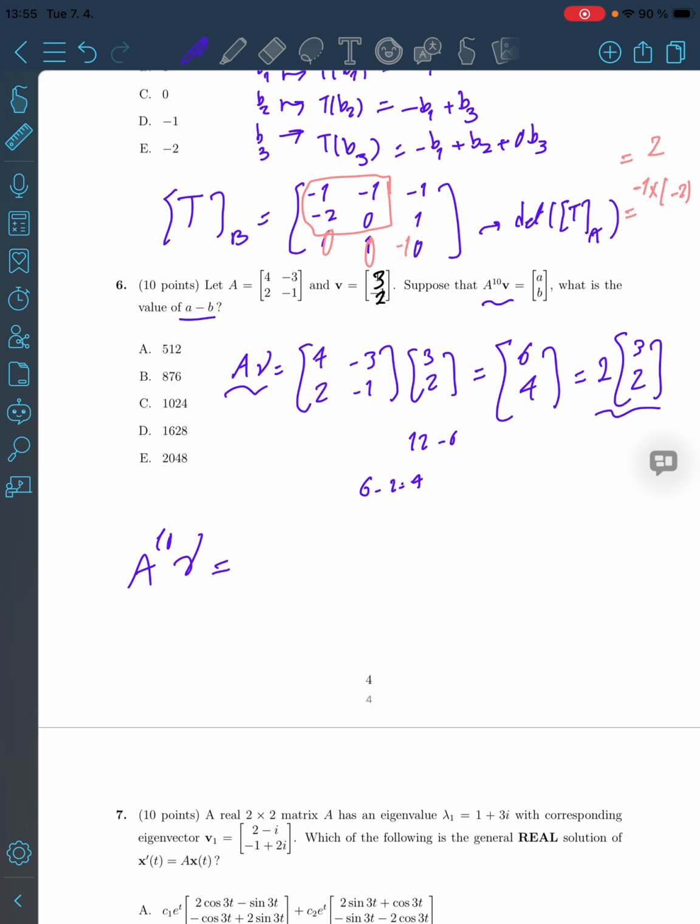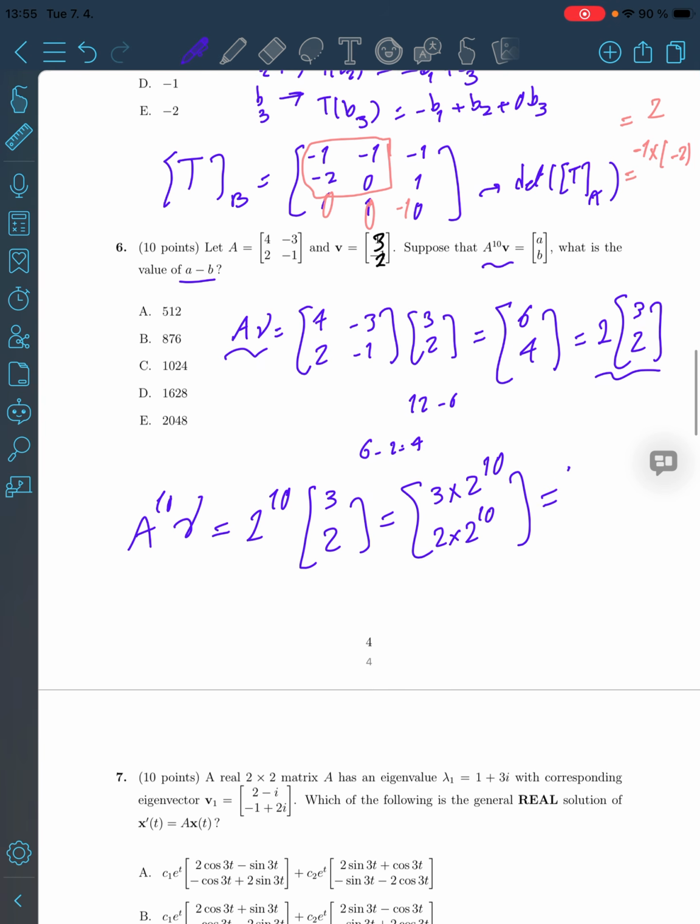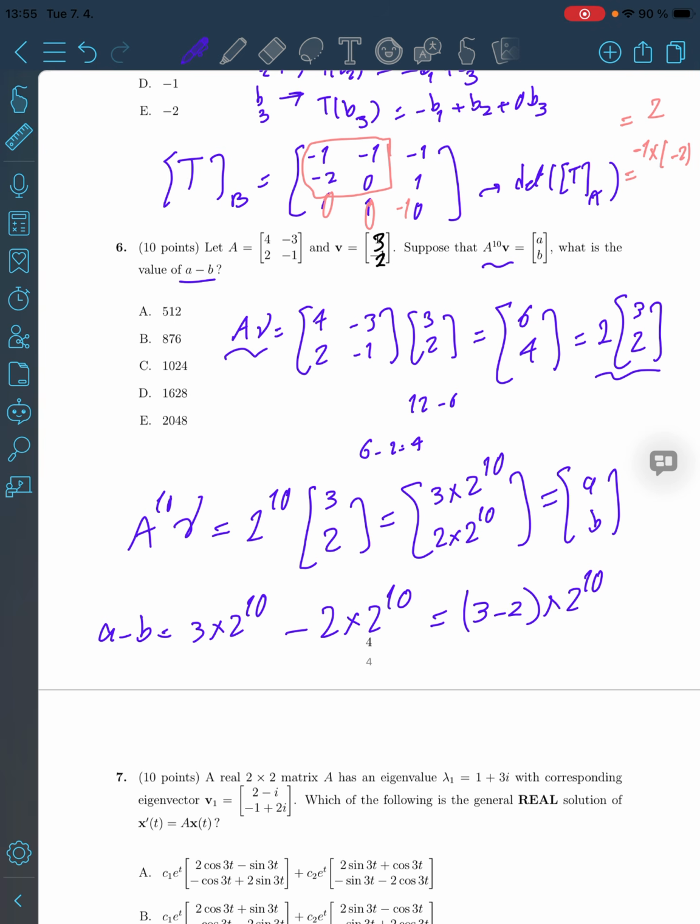And here A to the power 10 V is going to be 2 to the power 10 times vector V, which is 3, 2. So therefore this is going to be 3 times 2 to the power 10, and 2 times 2 to the power 10. So this is equal to AB. Now let's compute A minus B. A minus B is equal to 3 times 2 to the power 10 minus 2 times 2 to the power 10, which is equal to, okay, let's factor the 2 to the power 10. Therefore here I have 3 minus 2, which is equal to 1. Therefore the answer is 2 to the power 10, which is C, which is pretty straightforward, I think.